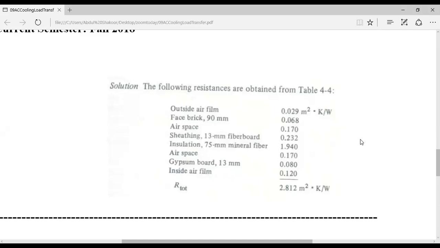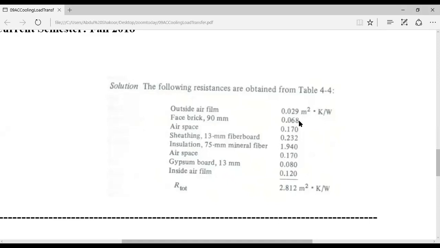Now, face brick of 90 millimeter you can find from the table. Its value is written here, 0.68. Air space 0.170. Sheathing fiber board 13 millimeter, 0.232. Insulation 75 mm fiber glass, 1.94. Air space again 0.170. Gypsum board 13 mm, 0.080. Similarly, inside air film has 0.12.